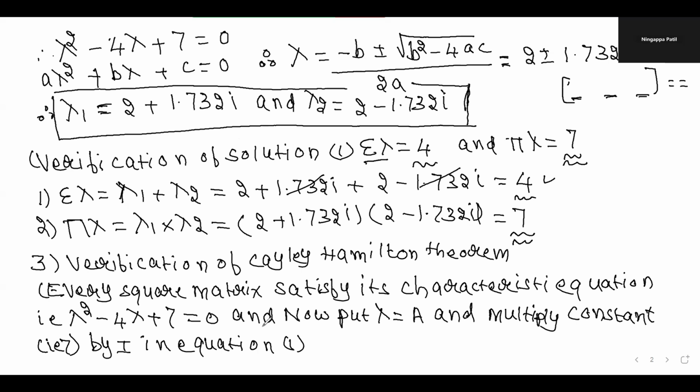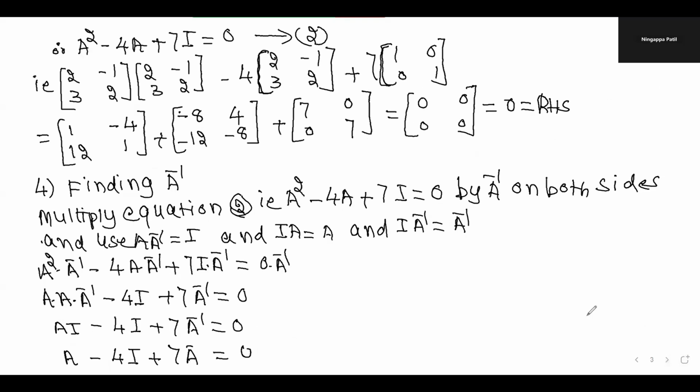Now put lambda equal to A and multiply the constant 7 by I in equation 1. Okay. Now see, lambda square means A square, minus 4 lambda means minus 4A, plus 7 is there. You multiply the constant by I, 7I equal to 0. This is the verification of Cayley-Hamilton theorem. How to verify: LHS equal to RHS, 0 you have to get. Take LHS and check that it should be 0 or not.